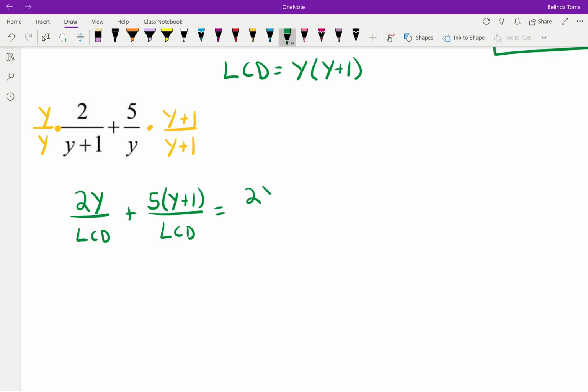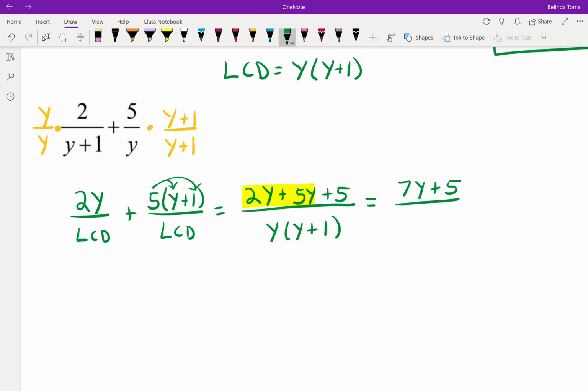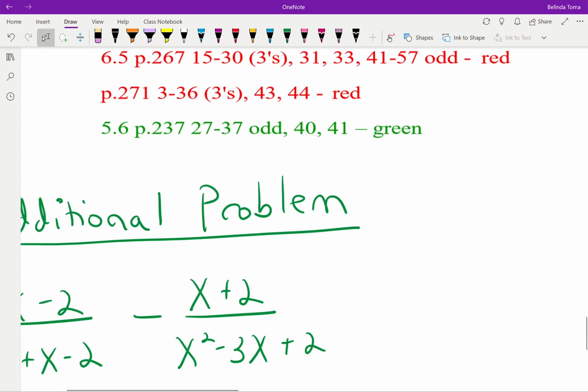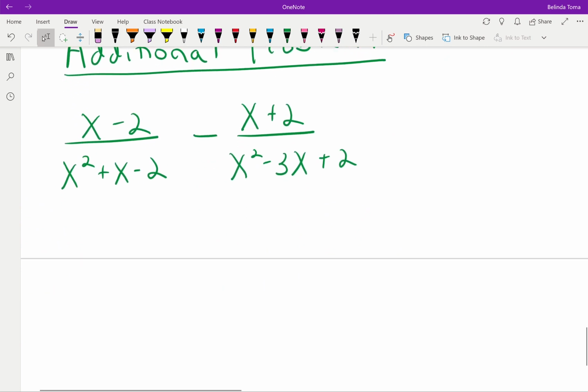So when I distribute, I get 5y plus 5, and again, our LCD is y times the quantity of y plus 1. We're going to add our like terms, and then we look to see if we can do anything else, but in this case there are no common factors.